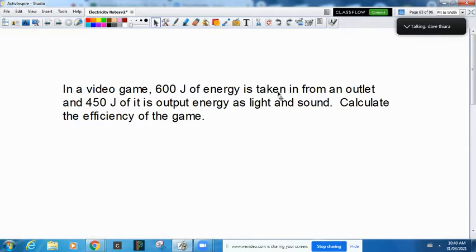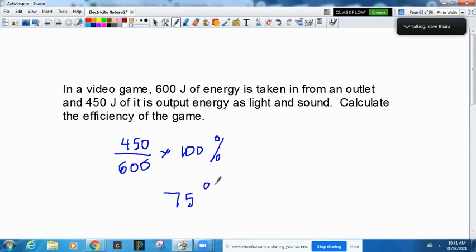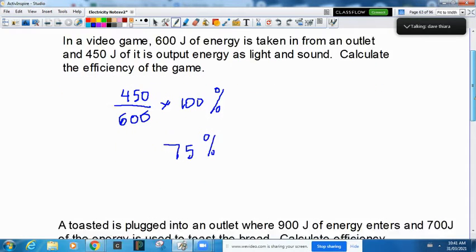In a video game, 600 joules of energy is taken in from an outlet. 450 joules is its output energy. So what do I have? I have 450 joules going out, so 450 divided by 600, which is supplied, times 100%. I'm hoping the background noise isn't interfering with my recording. And so that gives me 75% efficiency. Okay, and so that's one.